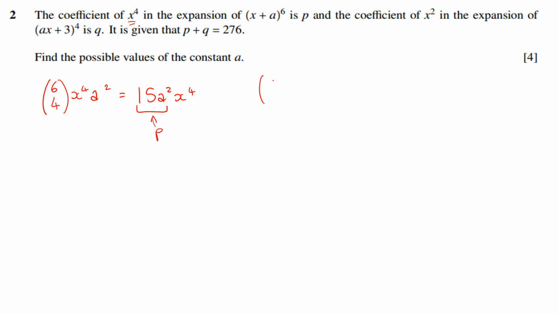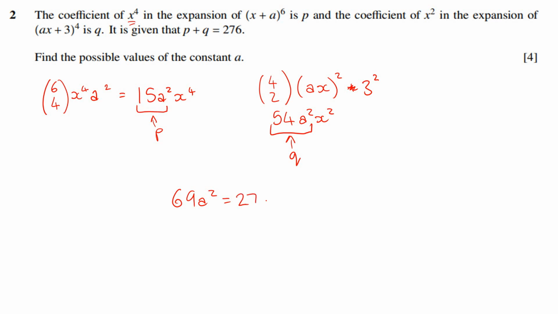Next, for the second expansion, we've got 4 choose 2, we have ax squared, and lots of 3 squared. That's going to come out as 54a squared x squared, and this here will be q. So when we add these together, which is 69a squared, we get 276. In other words, a squared equals 4 when you divide through by 69, so a equals plus or minus 2. Possible values, there are 2 of them, that works for me.